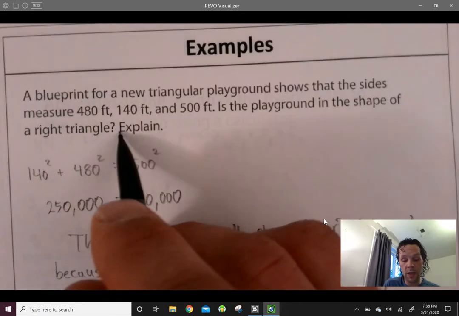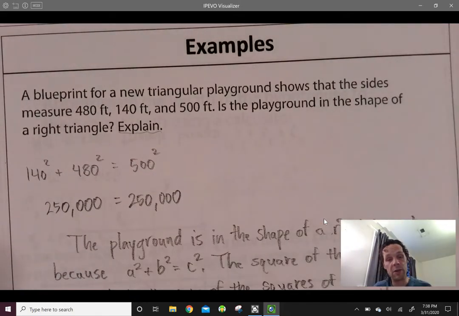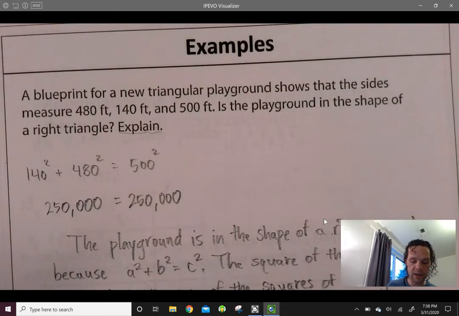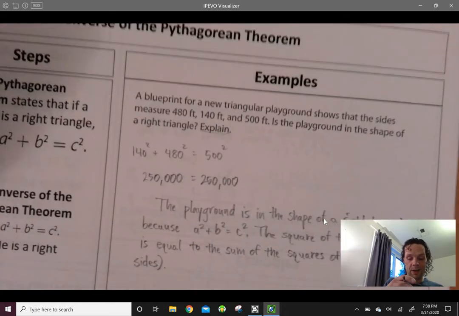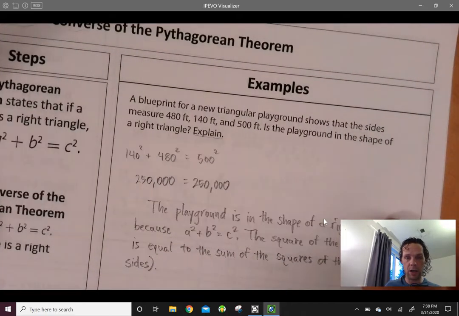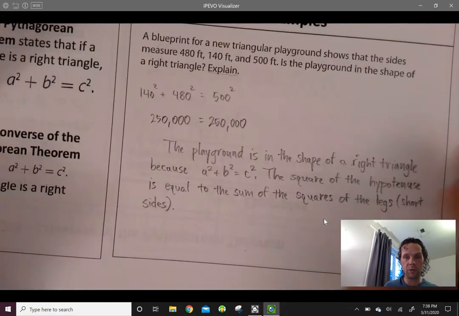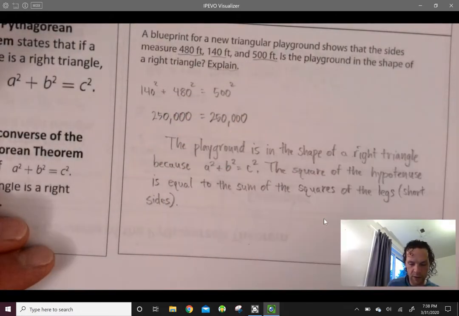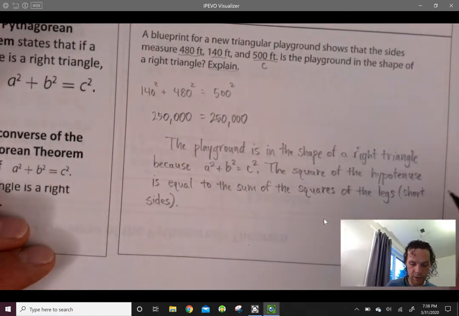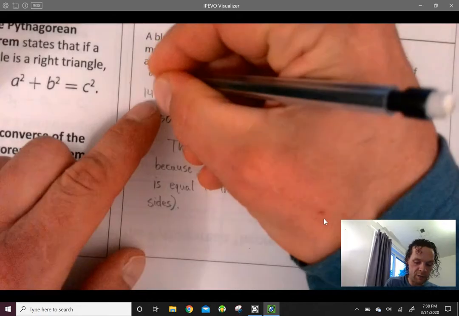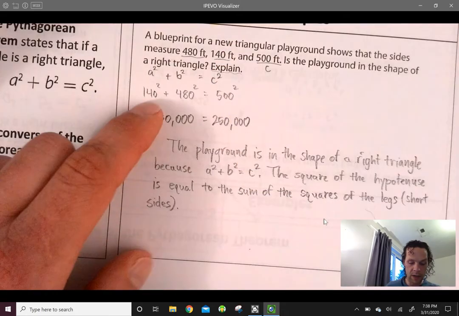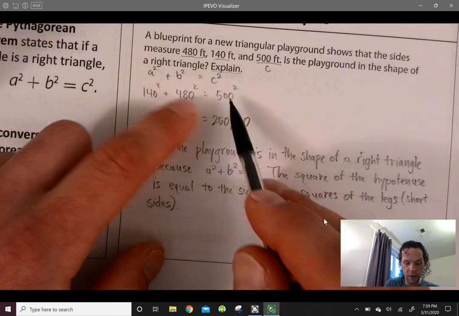Explain. Any time it says explain, there should be some words. You need to explain your answer, your reasoning. Is it going to be a right triangle? It's not a yes or no. It's this will be a right triangle because, and then the reason this is true. So we've got 3 side lengths, 480, 140, 500. My long side is right here, the other two don't matter. I plug my values in. I can write this again, a squared plus b squared equals c squared, and then I put my values in: 140, 480, 500.